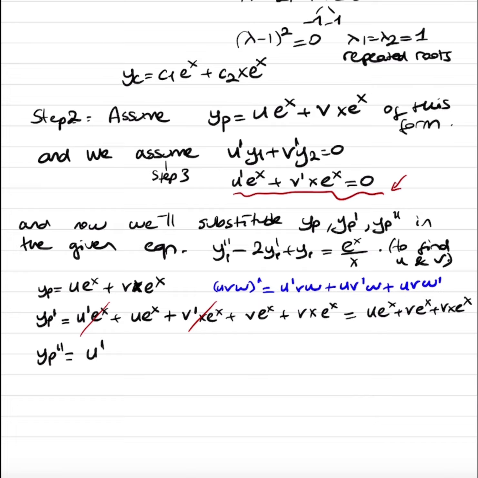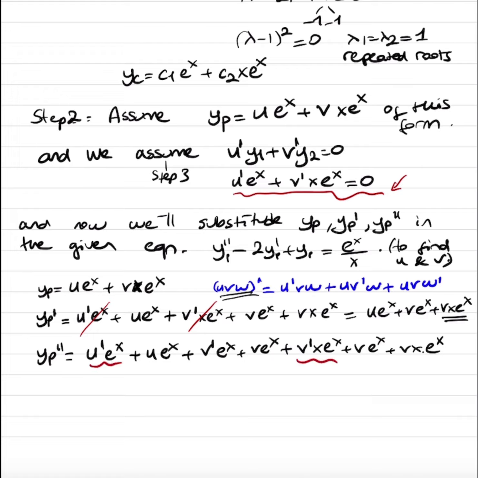Okay, let's find y double prime. U prime e to the power x, u e to the power x, v prime e to the power x, v e to the power x. Now again we use the product rule, so we will use this rule. V prime x e to the power x, v, the derivative of x is 1 e to the power x, vx times the derivative of e to the power x is x. So here we also have this assumption, so we can use this rule.